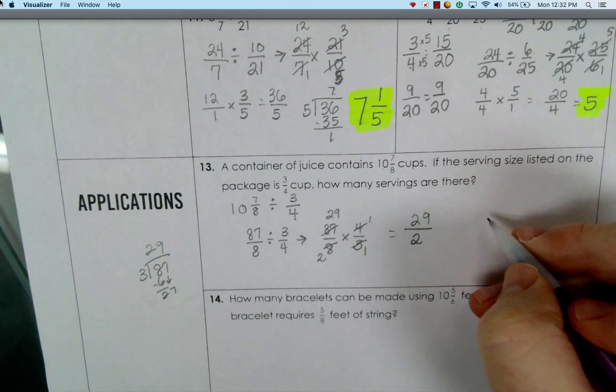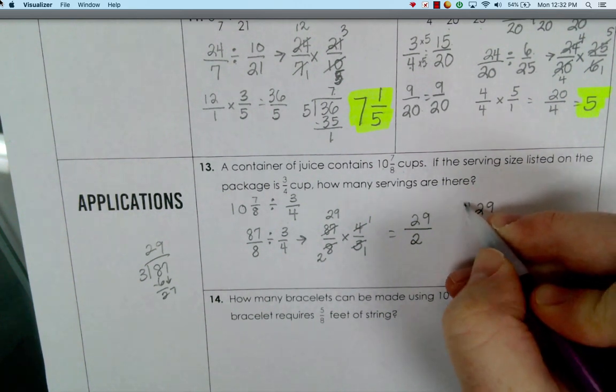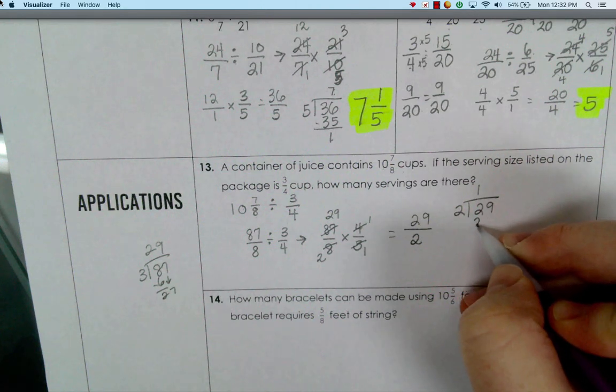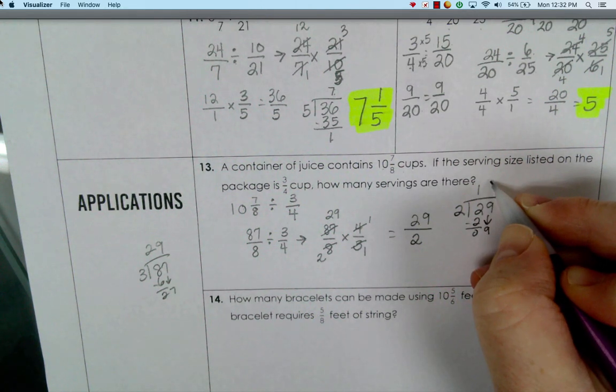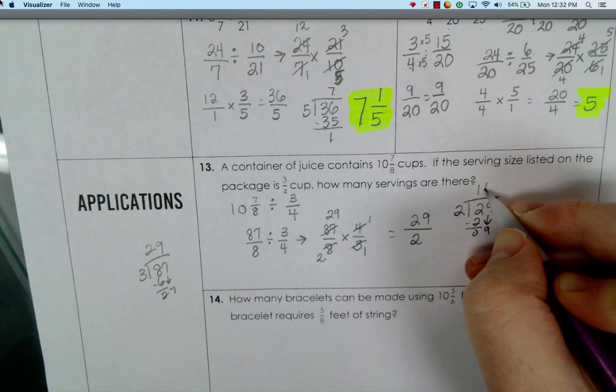Okay? So we got to divide. 29 divided by 2. 1, 8. Is that right? Is that right? 2 goes into it. 2 times 4. Yep.